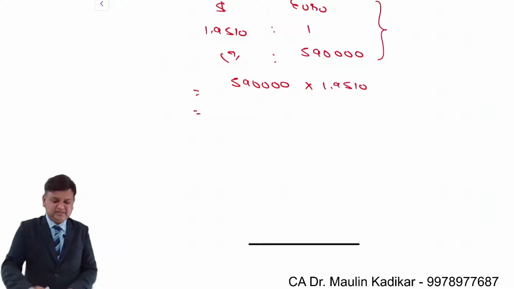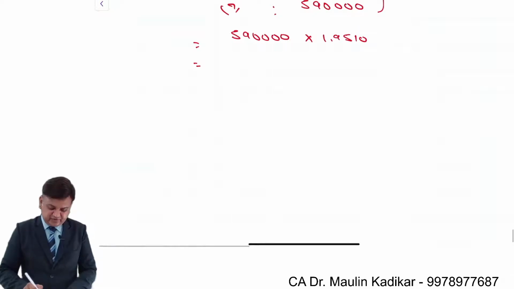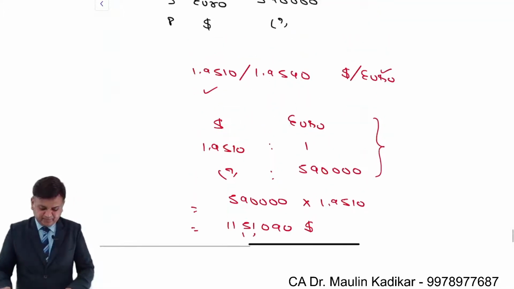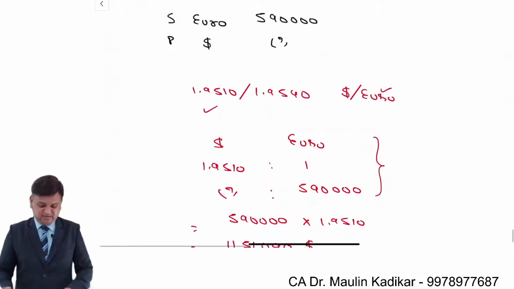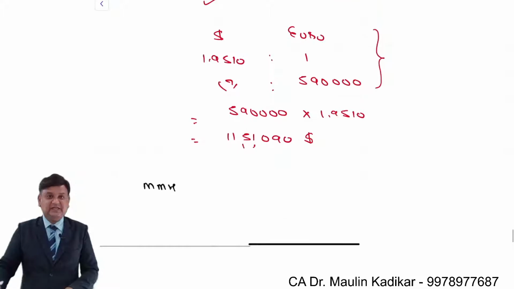Divided by 1 does not make sense. So 590 into 1.951. That comes to 11,51,090 US dollar. This is alternative number 1. Now I request all of you to answer for money market hedge and put your answer in the chat box.